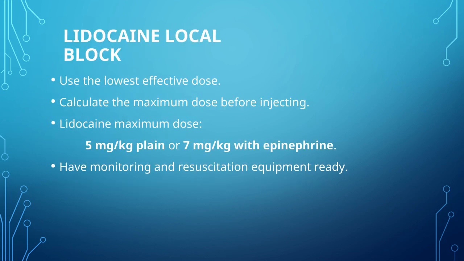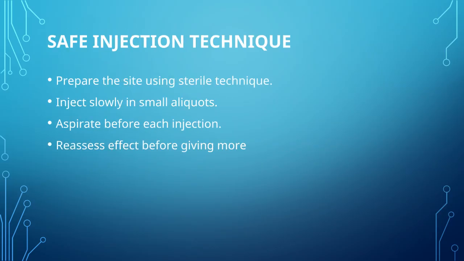In a lidocaine block, the dose calculation must be done before the syringe is prepared. Note that the total dose limit increases when epinephrine is added. For lidocaine, the maximum dose is 5 mg per kilogram plain or 7 mg per kilogram with epinephrine. Remember, you must have monitoring and resuscitation equipment ready. Inject deliberately rather than quickly. Note that slow, divided injection and aspiration before injection reduce the risk of accidental intravascular injection, which is a major trigger of local anesthesia toxicity known as LAST.